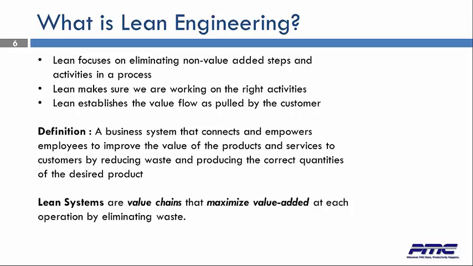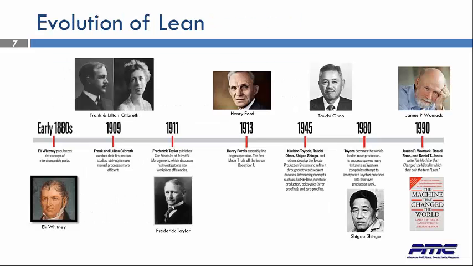So how did this all begin, the evolution of Lean? Well, in the 1880s, Eli Whitney, who was mostly known for his invention of the cotton gin, popularized the idea of interchangeable parts. In 1909, Frank and Lillian Gilbreth conducted many motion studies and found more efficient ways of doing the manual processes that were going on during that period of time.